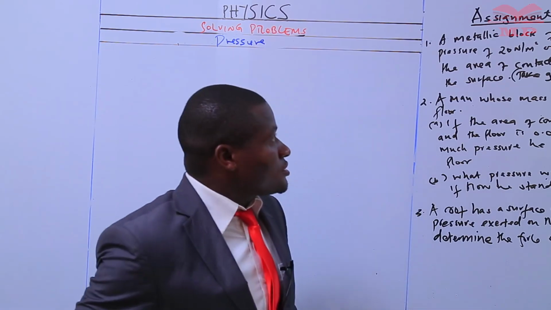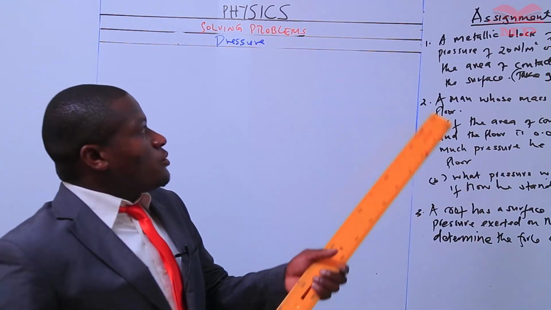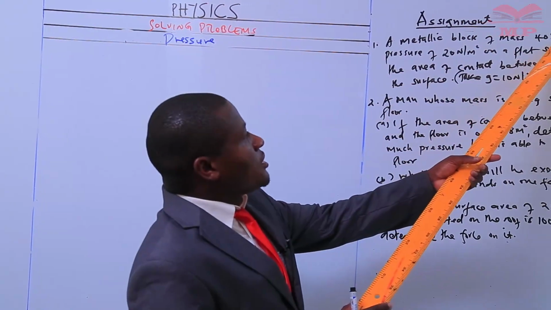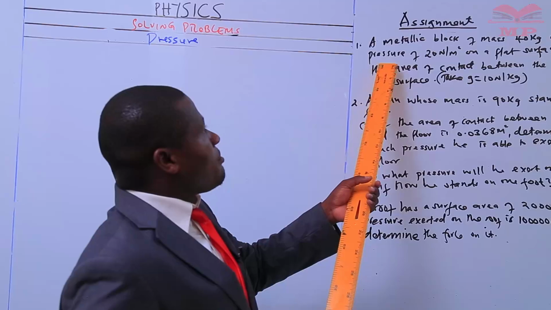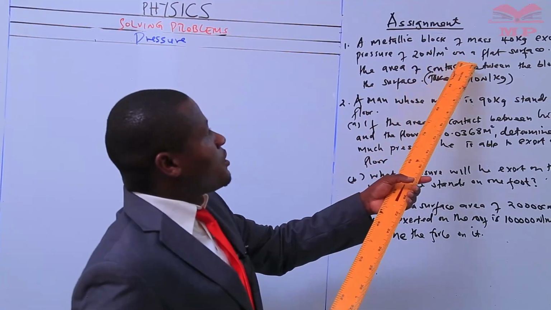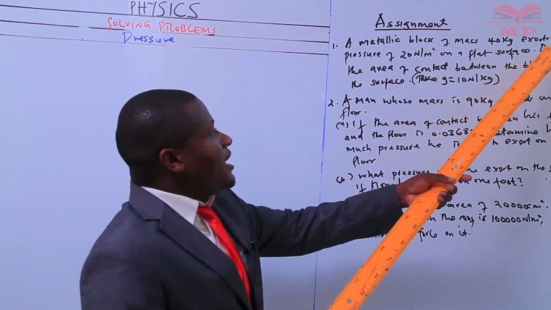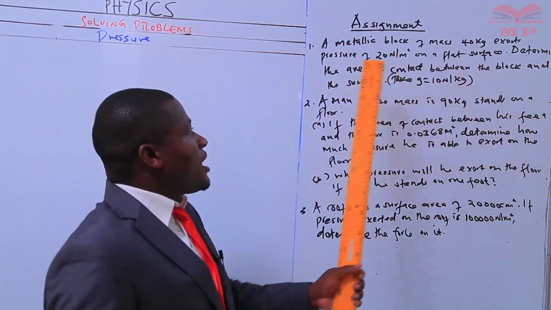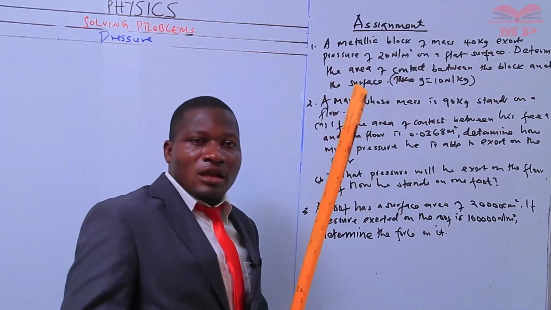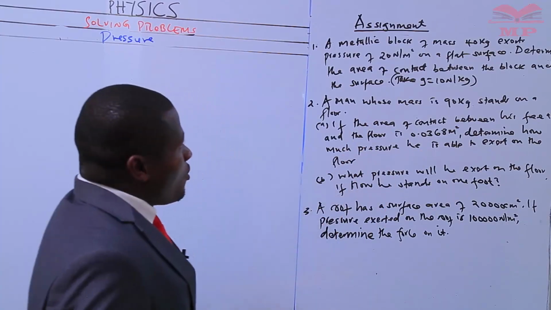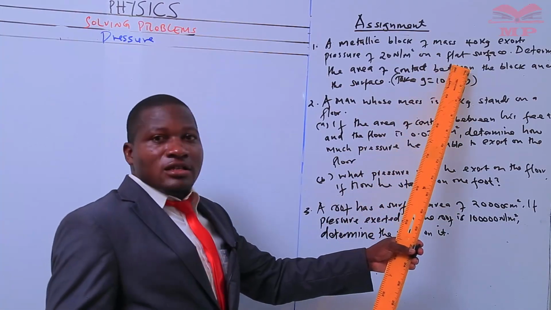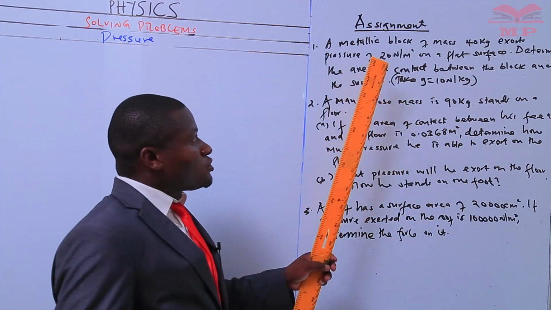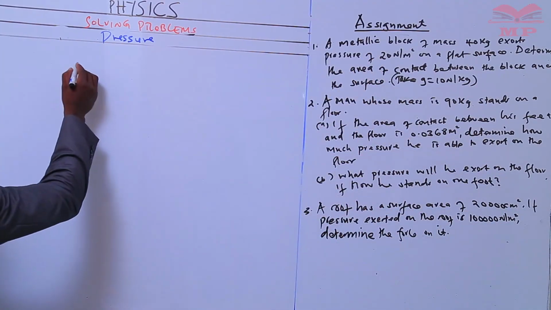These are the questions. Question 1. A metallic block of mass 40 kilograms exerts a pressure of 20 Newton per meter squared on a flat surface. Determine the area of contact between the block and the surface. In our previous lesson, we had said that pressure is equal to force over area. Now I'm going to solve this. Solution.